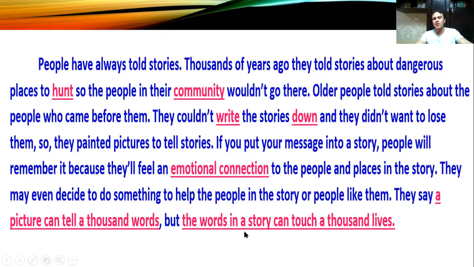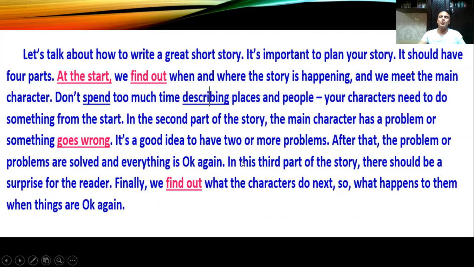لكن المقولة الثانية جميلة جدا. The words in a story can touch 1,000 lives. ممكن تؤثر أو تلمس آلاف الحيوات للبشر. أوكي. Thank you. نشوف ازاي نكتب قصة.